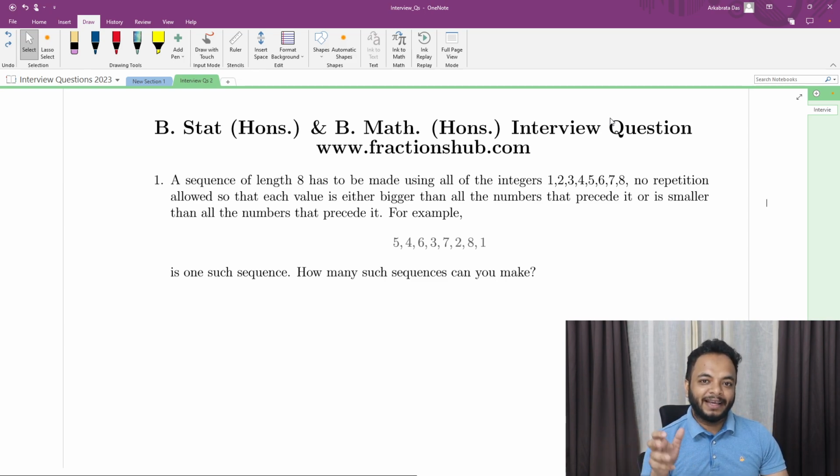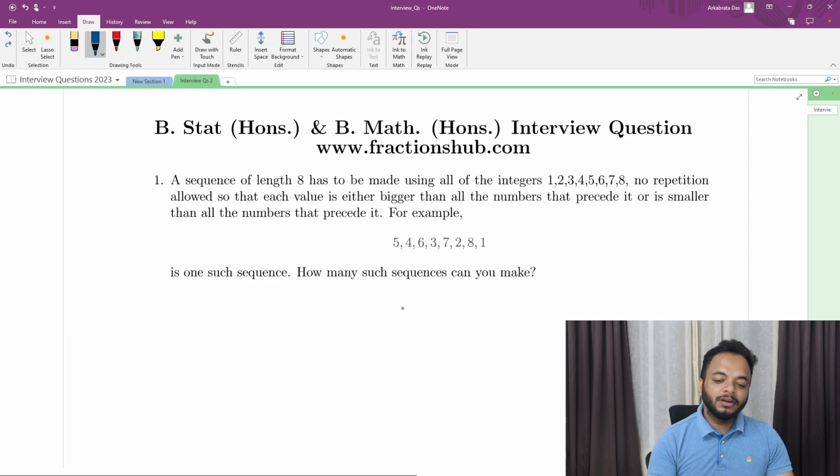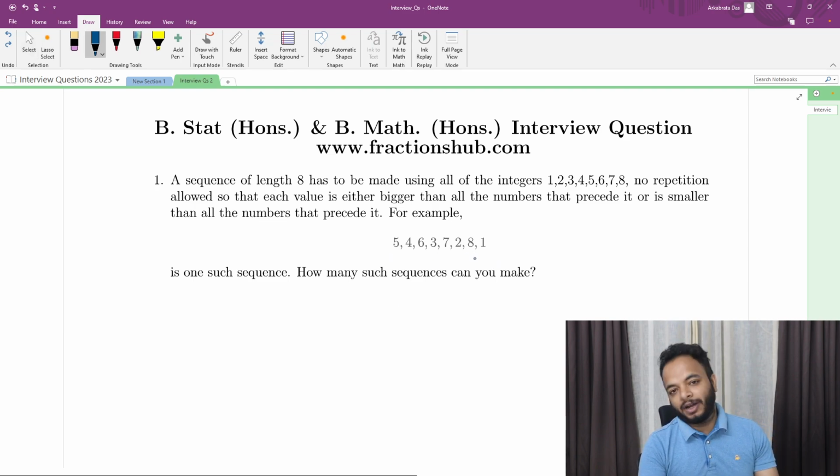So you have to make a sequence of length 8, involving the integers 1 2 3 4 5 6 7 8. Now the condition is that you can't repeat the integers, so that means you have to use all of them. But how to use them? There is a specific condition which states that at any given point, suppose the number which is sitting at the 5th place, that number should be greater than all the numbers before it, or should be smaller than all the numbers before it. This is not only for the 5th place, for any place this should be true. So I have an example for you: 5 4 6 3 7 2 8 1.